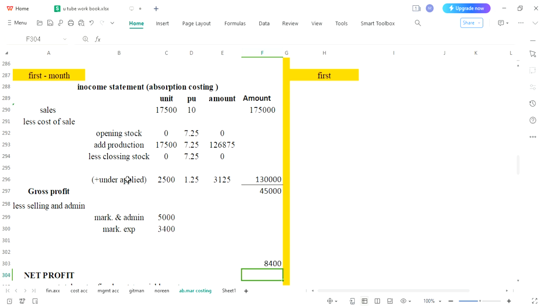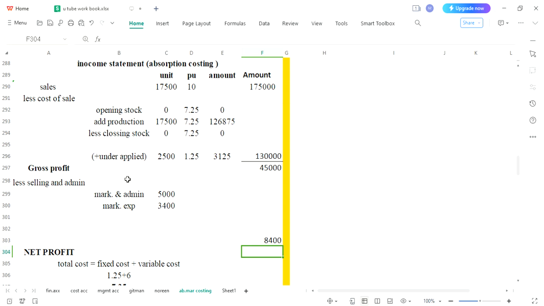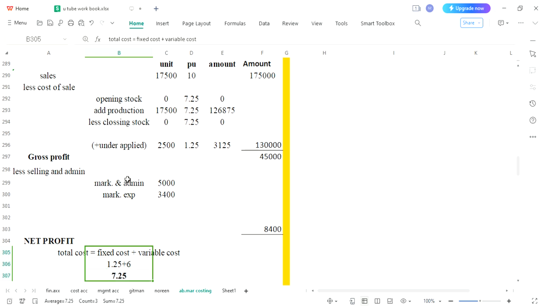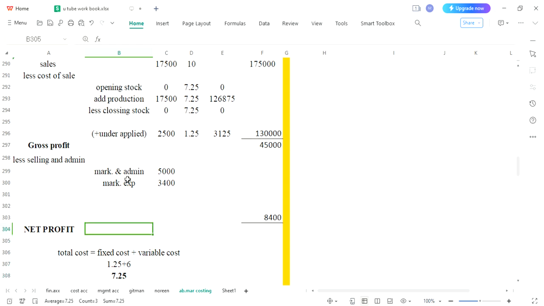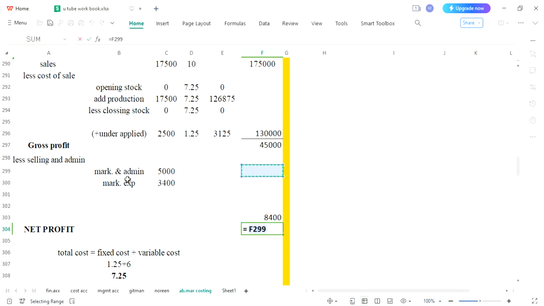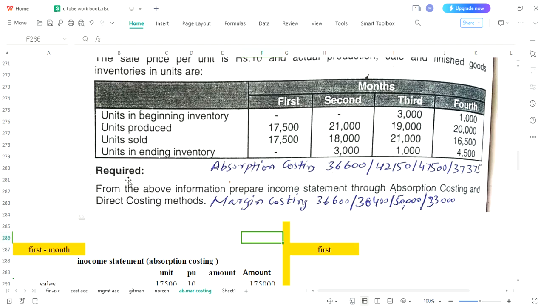Now we are ready to calculate our net profit. To calculate our net profit, you will simply subtract your selling expenses from gross profit. At this stage, gross profit was 45,000 and you will subtract your selling and admin total 8,400. You have got 36,600 as your net profit. Absorption costing, first answer: 36,600. In this way we have completed the first month.